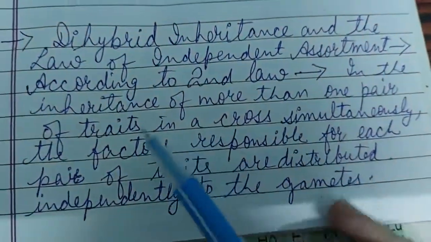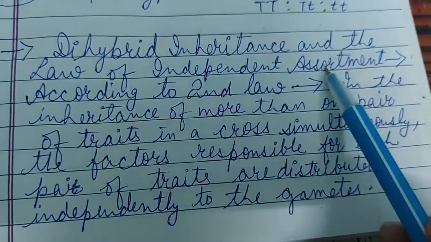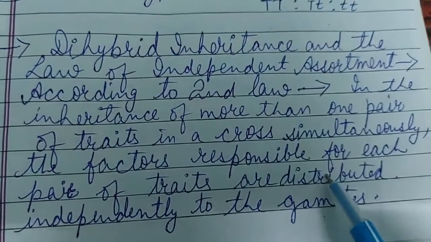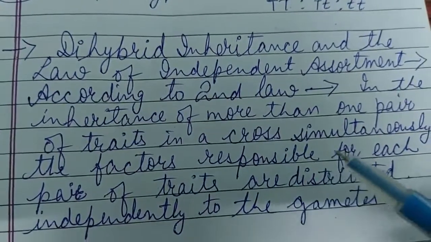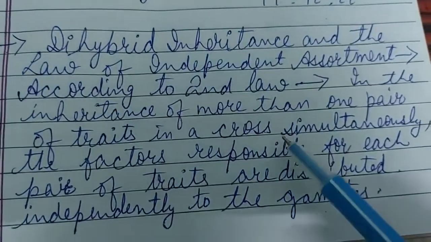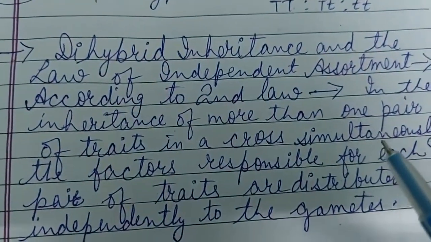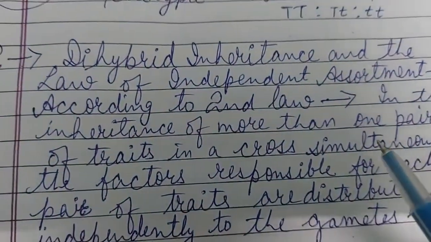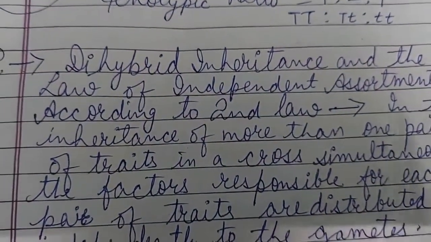Just listen again. What does it say? Dihybrid inheritance and the law of independent assortment says that every pair of genes will do its own work, and they will not interfere in the working of another pair of genes. They will do their own work and they work independently. They will not interfere in another pair's gamete formation or character formation.